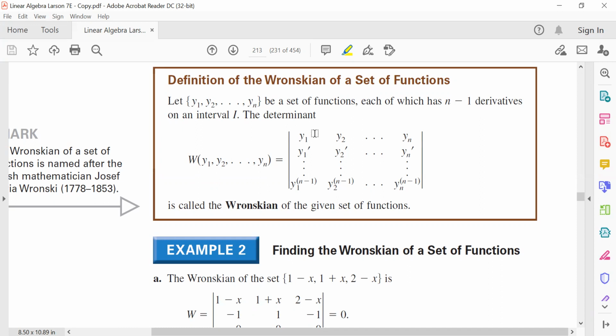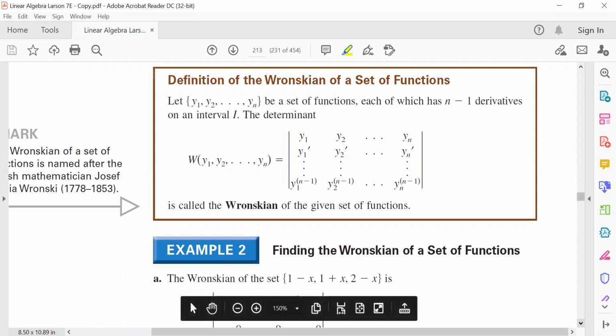On top I have y1, y2, dot, dot, dot, to yn. In the second row I have y1 prime, y2 prime, dot, dot, dot, yn prime. The next row will be y1 double prime, y2 double prime, yn double prime, so on and so forth, until I get down to the n-1th derivative. And you know how far to go when the matrix finally becomes a square matrix.